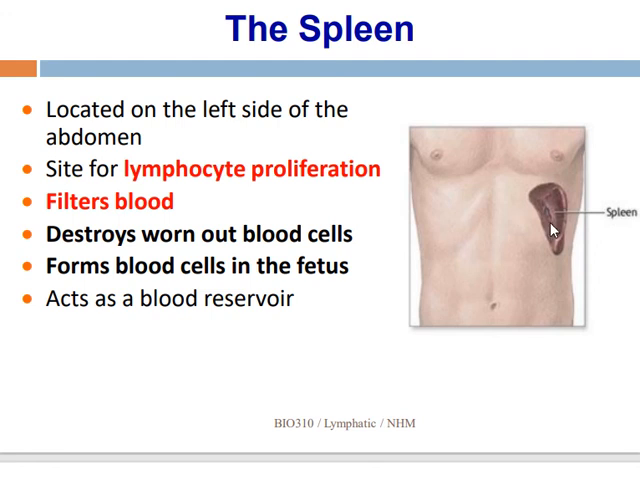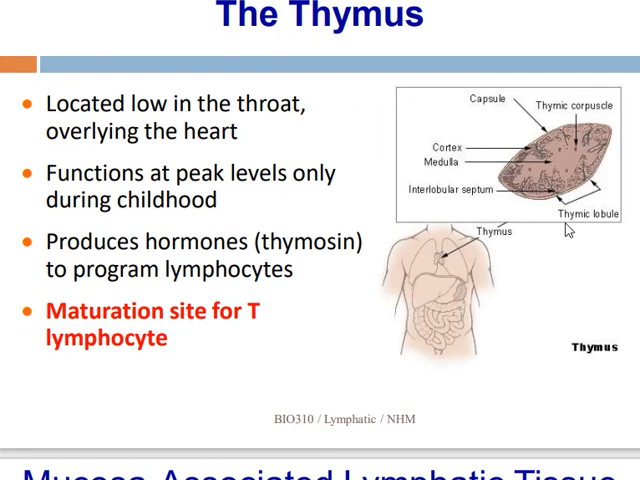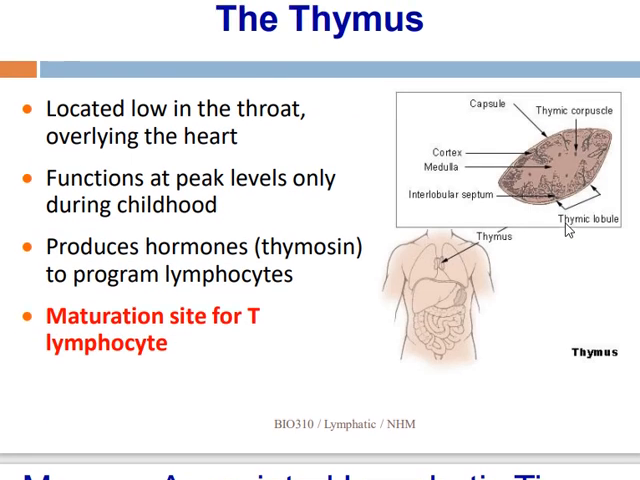The first one is the spleen. The spleen is the largest lymphoid organ in our body, located at the left side of our abdomen, and it is responsible for the proliferation of lymphocytes. It also helps to filter the blood, destroy worn out blood cells, form blood cells in the tissue, and also act as a blood reservoir.